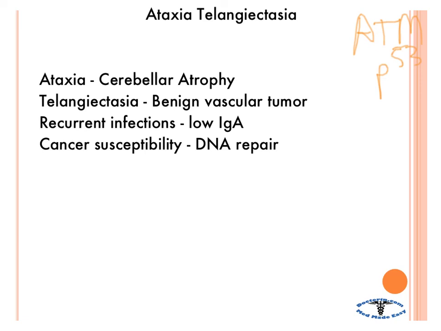You get recurrent infections, sinopulmonary infections, because you have low IgA. They don't really know why, to be honest. But you also get cancer susceptibility, and they do know why, because it's the DNA repair gene. Okay, so you get more lymphomas and leukemias. Okay, and that's pretty much it.